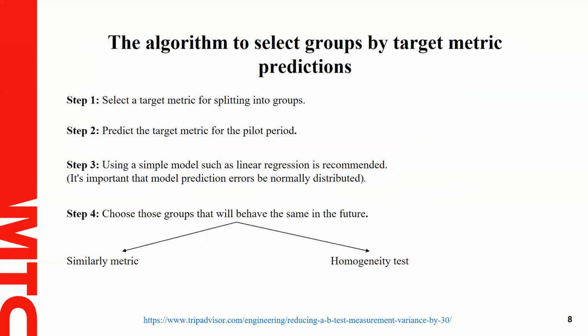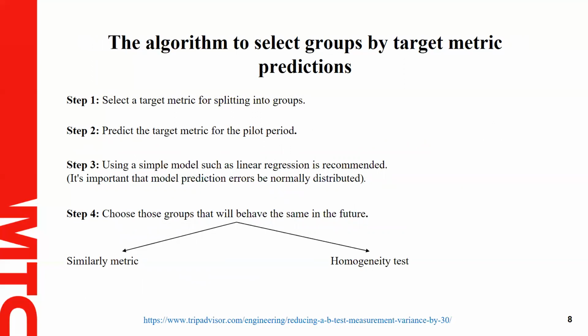Let's go further. The next similar group selection algorithm is based on the target metric predictions. It should be noted here that we don't predict the target metric and then look at the validation period of deviation of real values from our predicted ones. Not exactly. Actually, we are predicting a metric here to get more information. We predict the target measure for the pilot period. Then we can apply our previous two algorithms using the information we got from predictions.